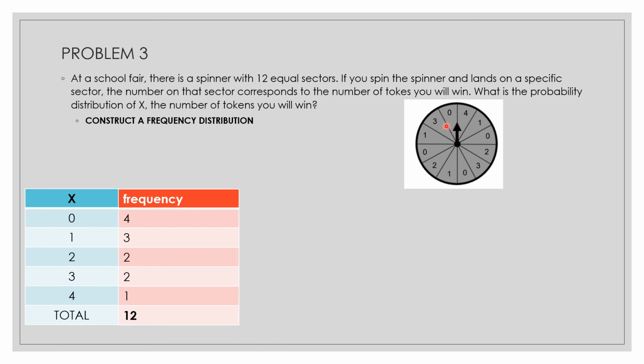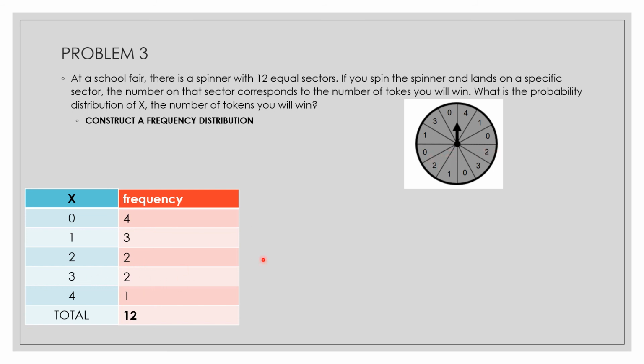Let us see. From our spinner, ilan ang possible na zeros? Or ilan yung may zero dyan? So, pagbilangin natin, 1, 2, 3, 4. May 4 na zero sa ating spinner, kaya 4 ang ating frequency dyan. If X is equal to 1, our frequency is 3 kasi may tatlong 1. 1, 2, and 3. Ang 2, may dalawa. So, may dalawang 2, 1, 2. Kaya 2 yung ating frequency.